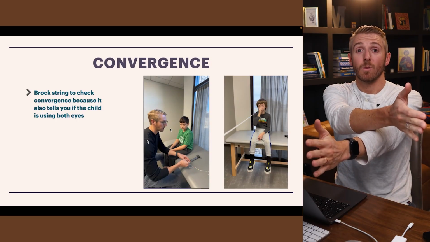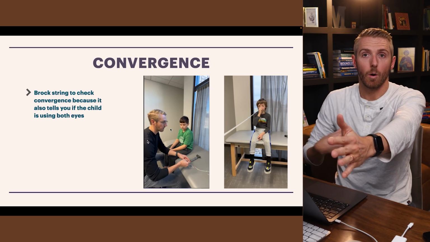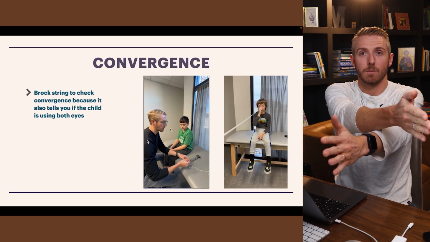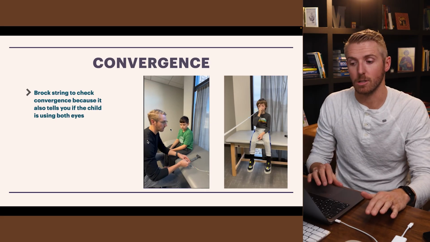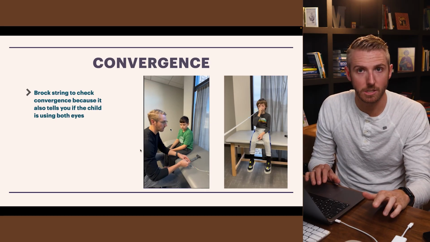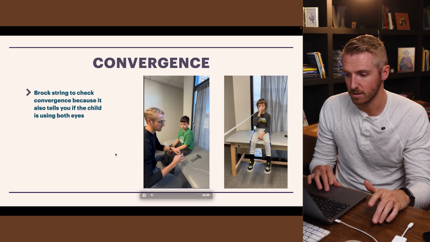If I'm not using one of my eyes, now I just see one string and one bead. Or if I'm not able to converge my eyes appropriately, now I see two strings with two beads. So it tells you if they're using both their eyes and if they're converging them appropriately. I'm going to show you an example of both of these.